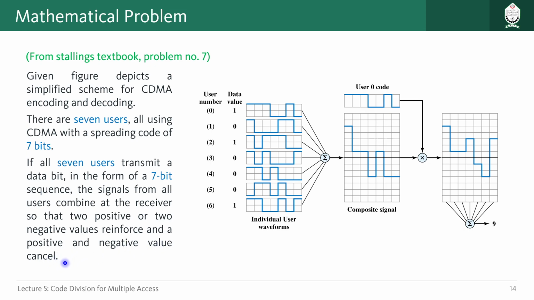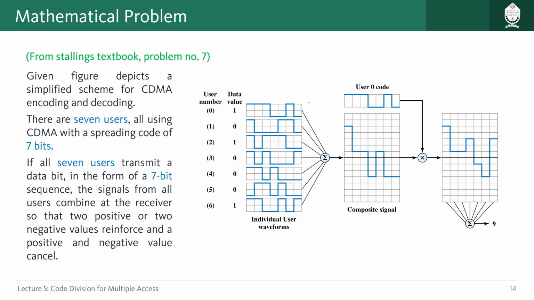cancel. This might sound a little bit complicated, but basically what they're trying to say is that all of these users are transmitting the signal in the same channel. As a result, all the signals will get mixed up, will get combined. So that combined waveform or composite signal is this one at the channel. All we have to do is add all of them up, and then we will get the combined signal at the receiver.